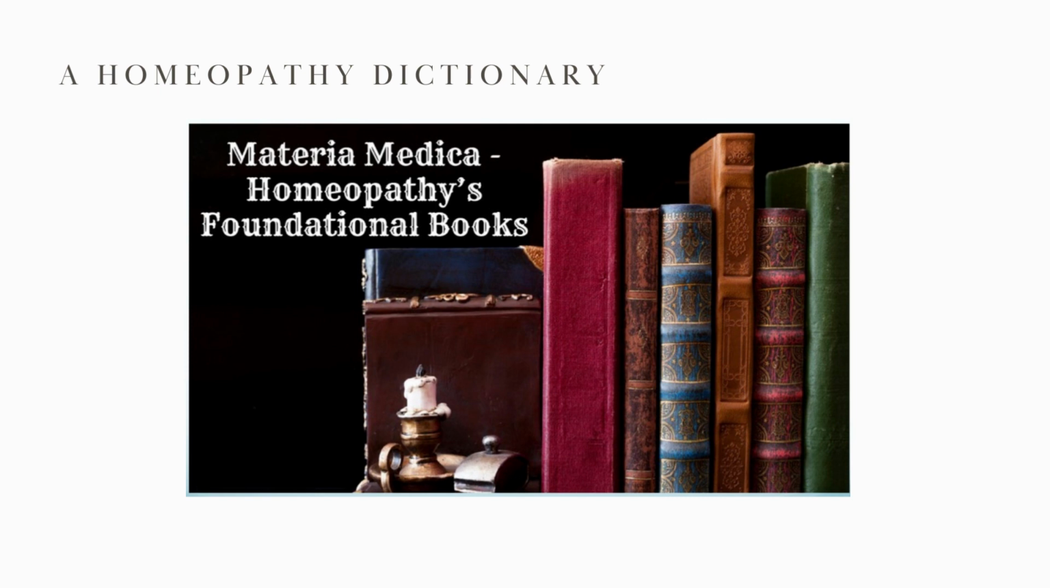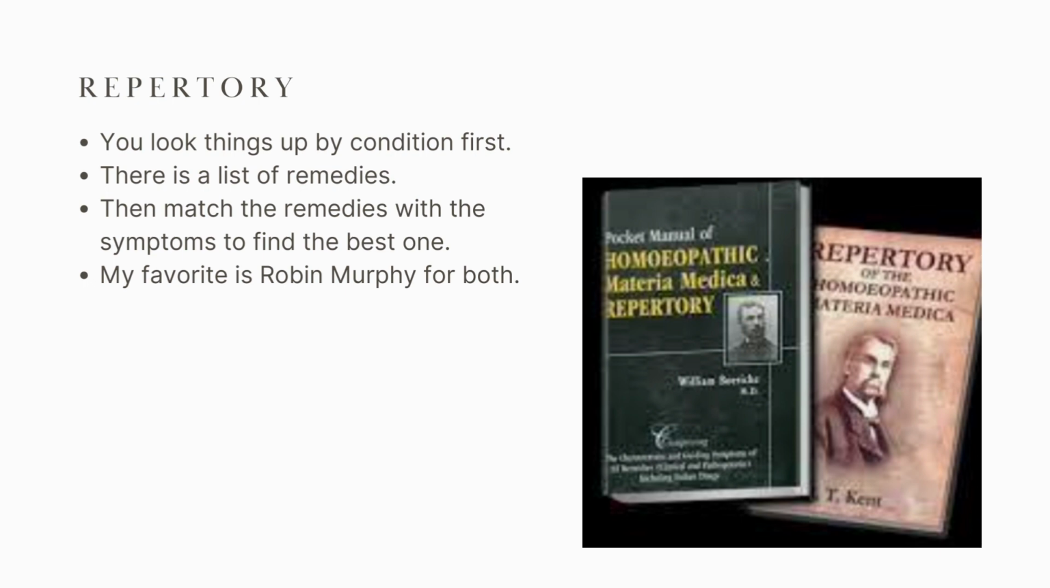Materia medica is a homeopathy dictionary. So basically you would look up the remedy, Hypericum, see what it's meant to do. If the person is exhibiting a symptom that is listed there that they never had before, you have now proved the remedy, which means you need to stop taking it and move on and find a better one. The repertory is the other book that people use. You look these conditions up in this book, and then it has a list of remedies, and then you match the remedies with the symptoms to find the best one.